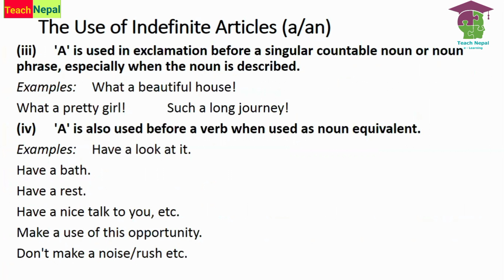A is also used before a verb when used as a noun equivalent. For example, have a bath, right? Bath can be a verb, but here it is a noun equivalent, right? Have a rest, right? Have a nice talk with you. Make use of this opportunity. Don't make a noise, right? In this way we can use a.